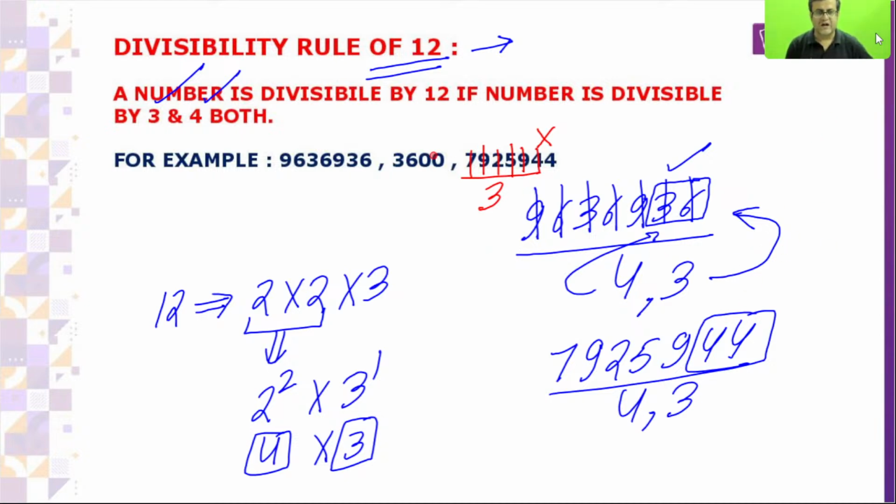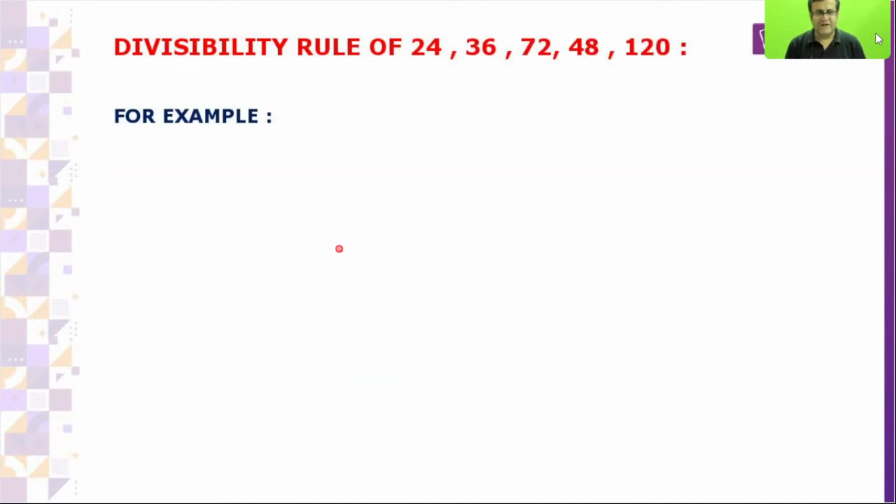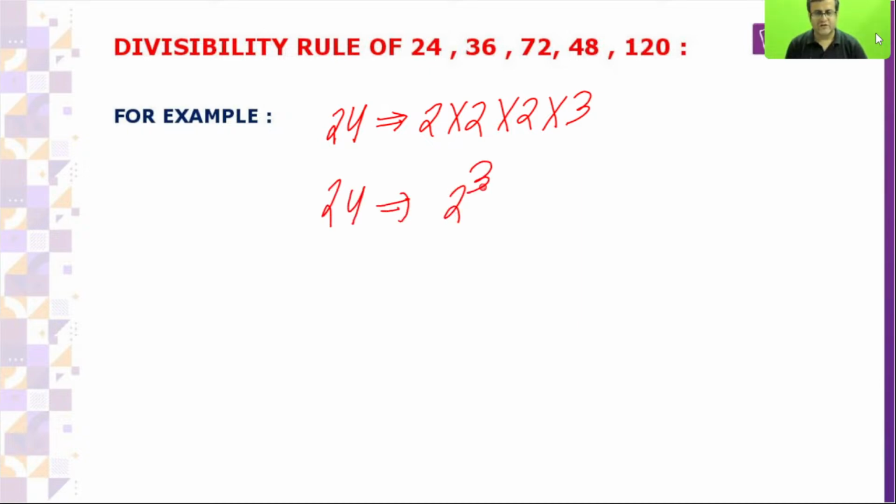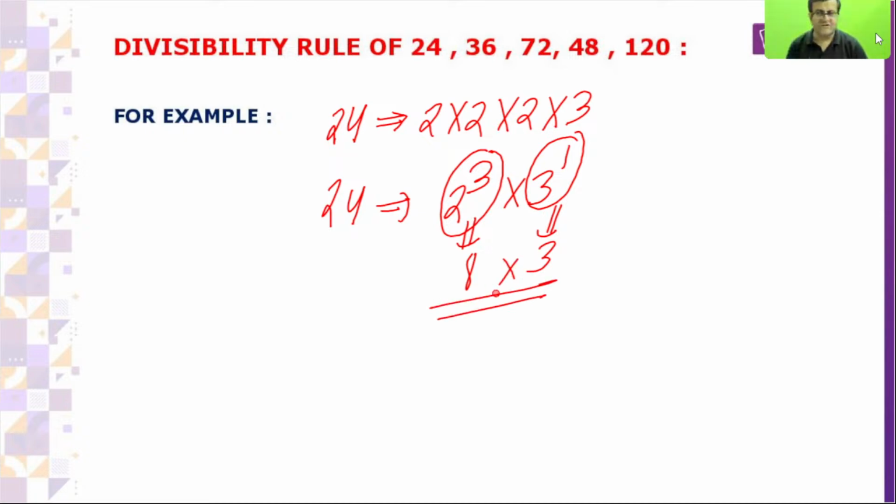Okay, these two are divisible by 12. The last one is not divisible. Now, maybe the examiner will ask you divisibility of 24 or divisibility of 36. In case of 24, the only thing you are supposed to do is factorize: 2 into 2 into 2 into 3. So 24 I can write as 2 to the power 3 into 3. It means you will have to check for 8 and for 3. If the number is divisible by 8 and 3, the number will be divisible by 24 as well.